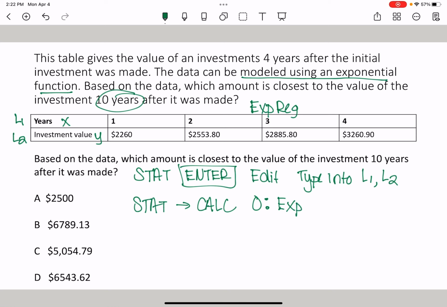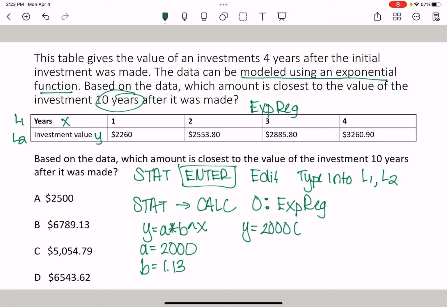Then click Stat, arrow to Calculate, and you're going to scroll down until you see option 0, which is exponential regression, EXP reg. Okay, so scroll down until you see EXP reg, and you're going to choose that and hit enter, and hit enter on calculate, and it'll say y equals a times b to the x, and it says a equals 2,000, I'm just going to round, and b equals 1.13. So when we write the equation, we get y equals 2,000 times 1.13 to the x.